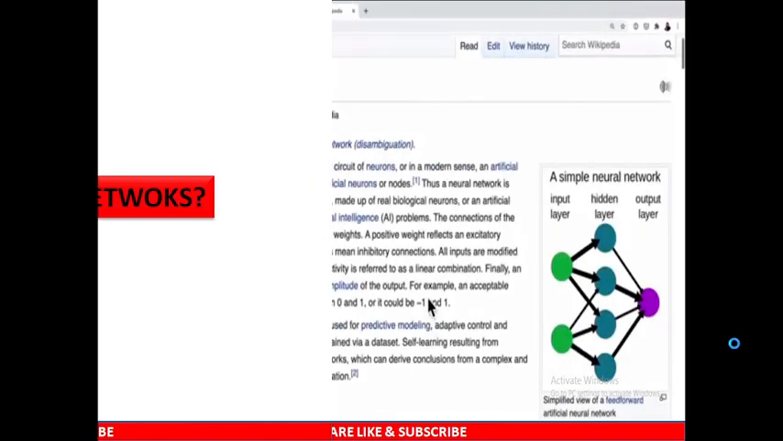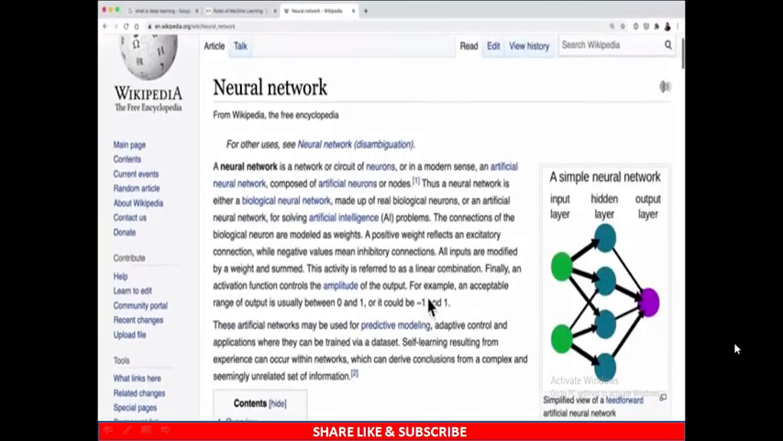What is a neural network? If you search on Wikipedia, you can get this output: a neural network is a network or circuit of neurons. Our human brain works on the basis of neurons. The neurons get input from our skin, our eyes, our ears, so we can get different kinds of data. Based on that, the neurons process the data at the human level. I'm only talking about the human level.